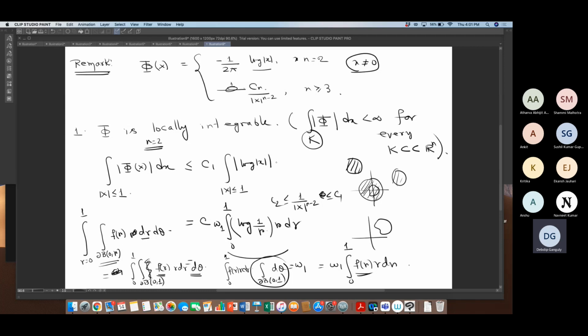And what is your f(r)? f(r) is log. This I can write as, for mod x less than or equal to 1, log of 1 by mod x. You know why I am writing this, because I have taken the modulus, log of 1 by x.